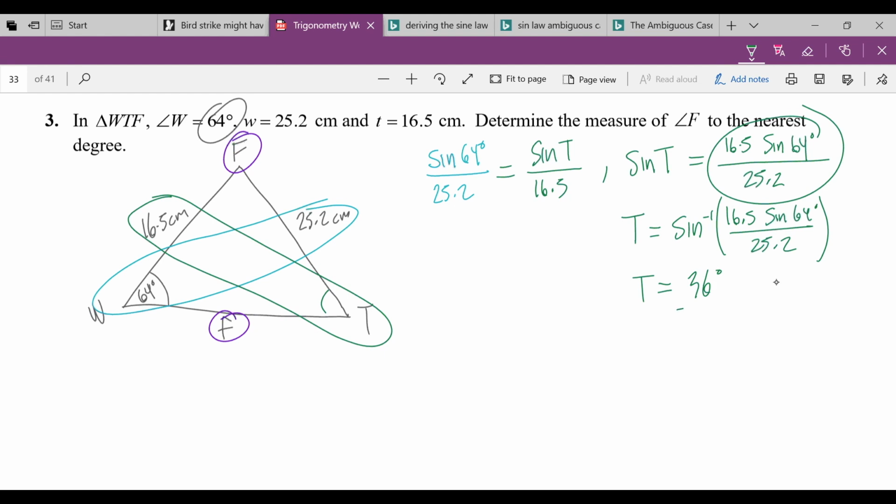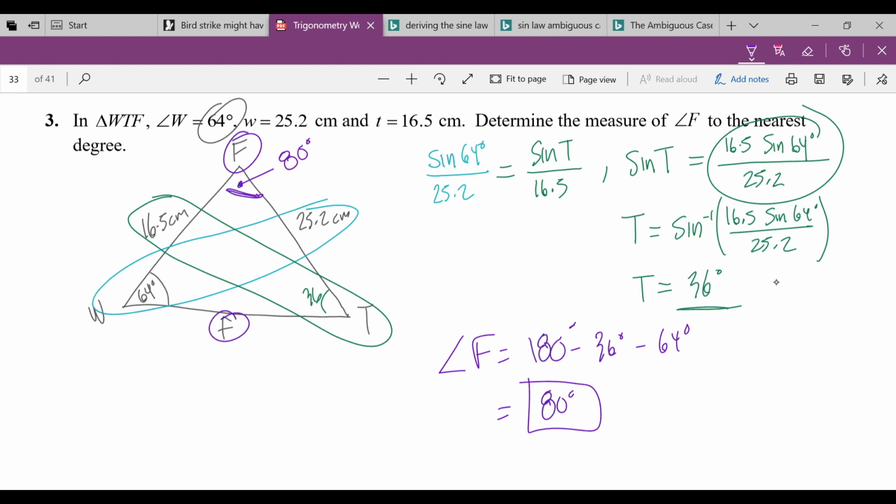All right, cool. But that's not my final answer. Knowing that this is 36 will help me understand that this angle here must be 80 degrees, because this is 180 minus 36 degrees minus 64 degrees equals 80 degrees. There's my answer, and there's your problem solved. Easy peasy.